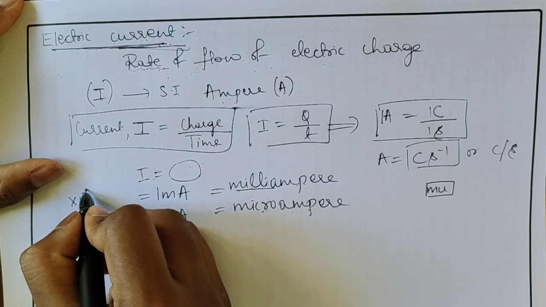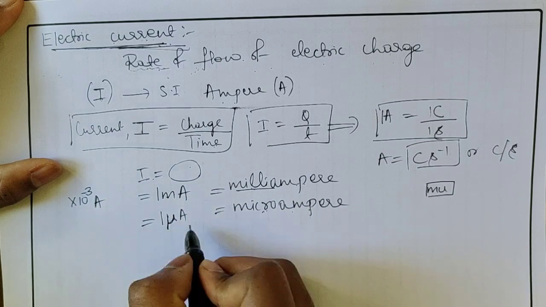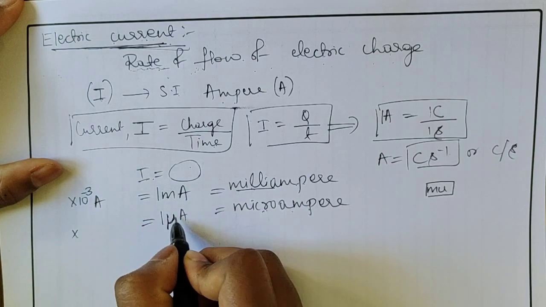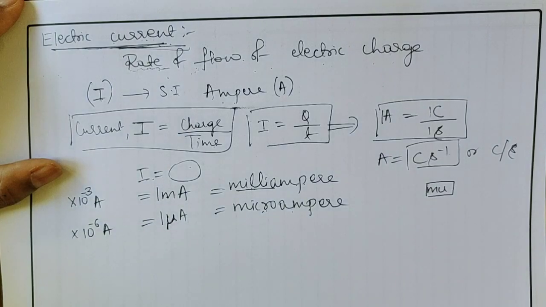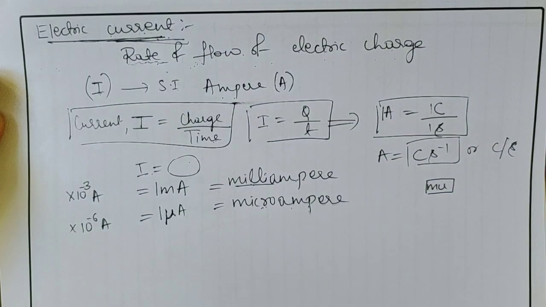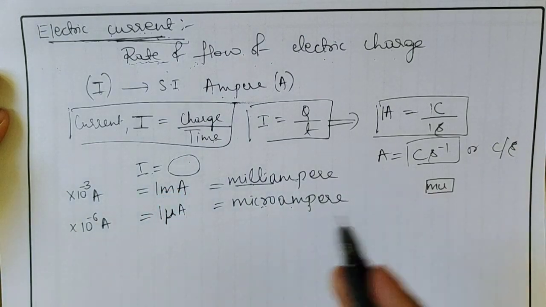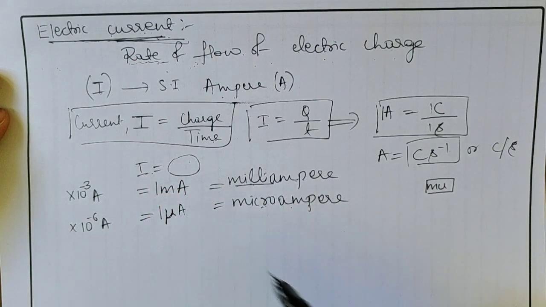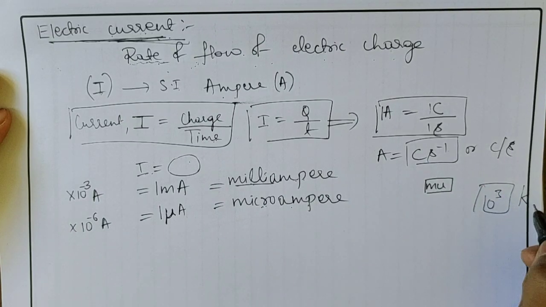10 to the power minus 3 ampere. Now what is 1 microampere? Micro will always stand for 10 to the power minus 6 ampere. Okay, now these are some of the terms which you should not forget, because you'll keep on using them. Similarly, you need to recall that 10 to the power 3 is denoted by kilo.